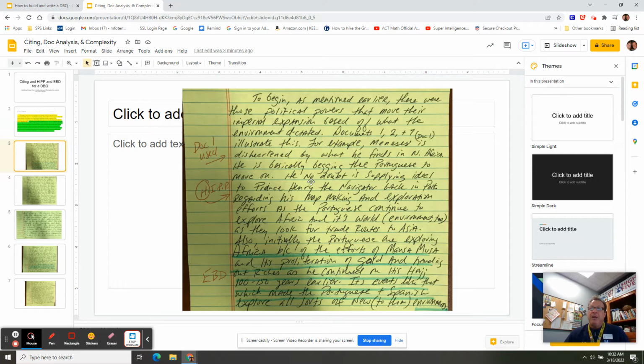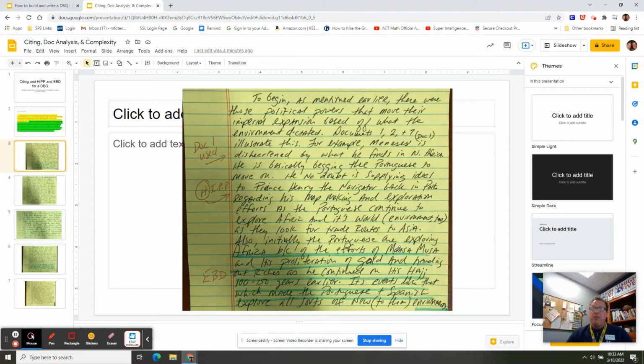And so here he is. He is no doubt supplying ideas to Prince Henry the Navigator back in Portugal regarding his map making and exploration efforts as the Portuguese continue to explore Africa and its world environment too. I put that in parentheses just in case my reader, whoever that is, thinks that I'm off course and not talking about the environment. I am. And so here comes that HIP moment. This is that historical information or that historical setting that this document sits in and how it relates back to the prompt.